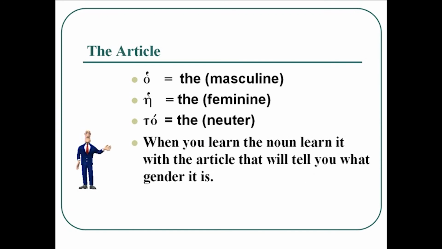When you learn the noun, it's wise to learn the article that goes with it so you can remember what gender it is, whether it's masculine, feminine, or neuter. That will be indicated by the article that's placed with the noun in the vocabulary lists. So, ho, masculine, he, feminine, to, neuter, the article that goes with the various nouns.